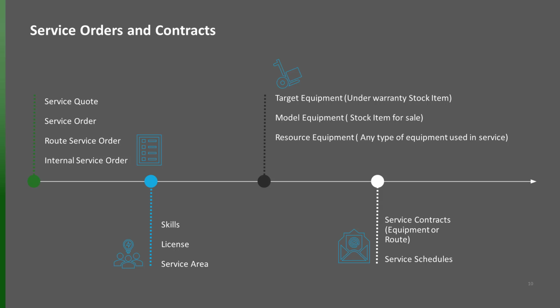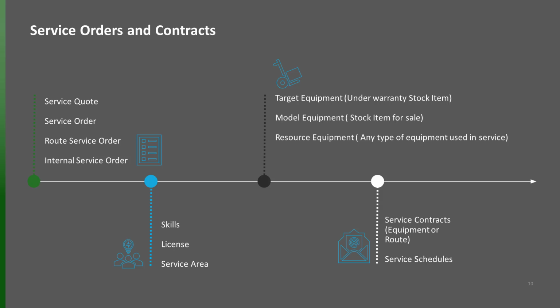The equipment management concept and core of equipment management lies around three different types of equipment. Model equipment is like a stock item that is available for sale, which has warranties assigned to it. Once you sell model equipment, it then becomes target equipment, and a separate record is created in the system where you manage the stock item, the warranty, and other information such as purchase date, company warranty, supplier warranty, etc. The last one, resource equipment, which is like the tools or equipment in your company that you use to do services, like a laptop or meters or gauges, etc.